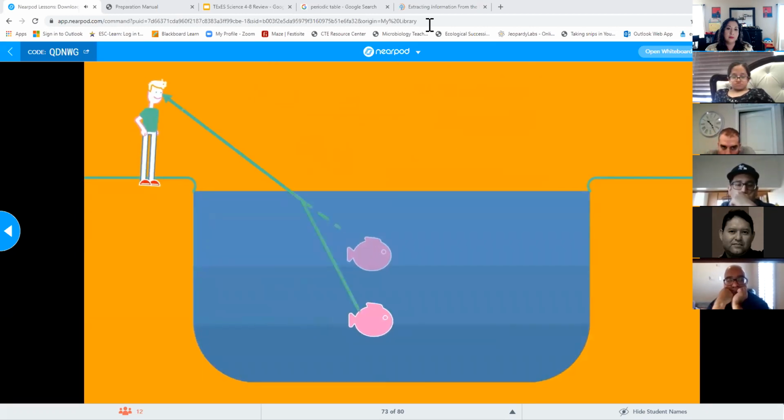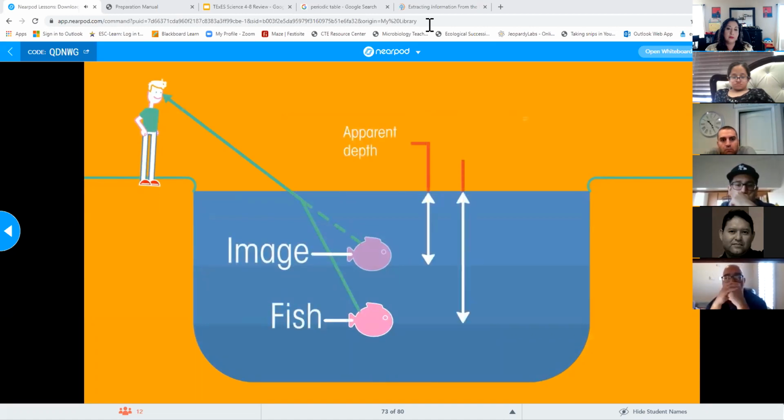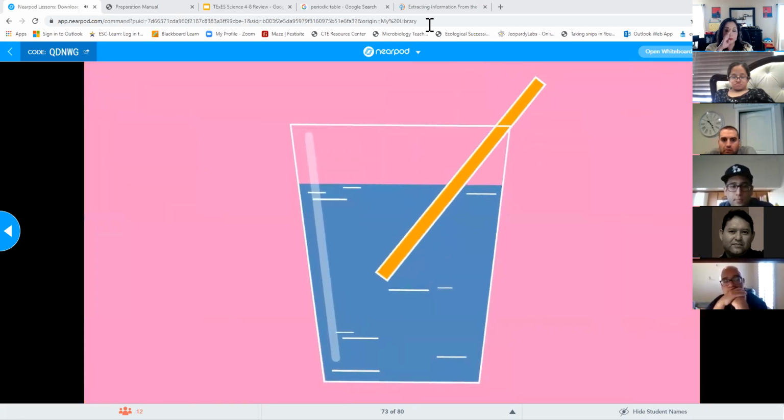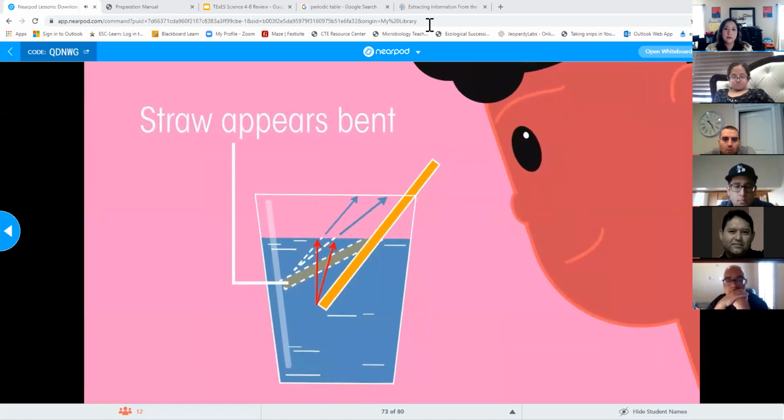Because of refraction, things in water look closer than they really are. Water appears shallower than it really is. And a straw in a glass of water looks like it bends at the surface, because the refracted light wavelengths make you think the straw is in a different place to where it actually is.